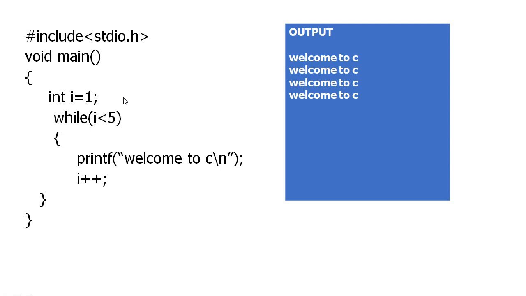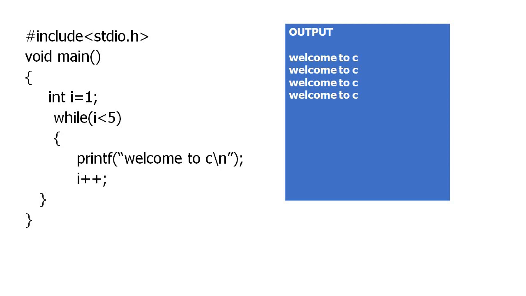So I'll check with 2 greater than 5. Yes, 2 is greater than 5. Again, I'll enter into the loop and I'll print welcome to C. Thus, the process will be repeated until the I value is 4. Now, suppose my I value is 5, meaning I have now the value of I is 4. Now, I have incremented the value to 5.